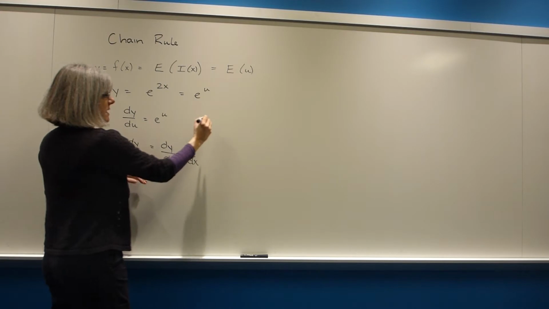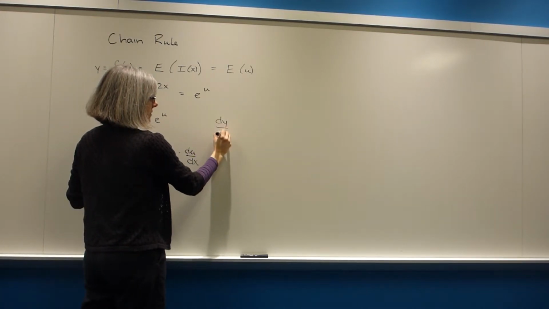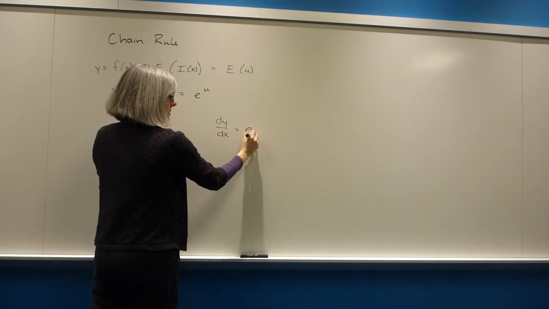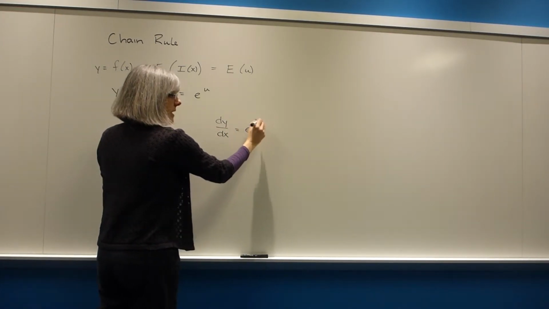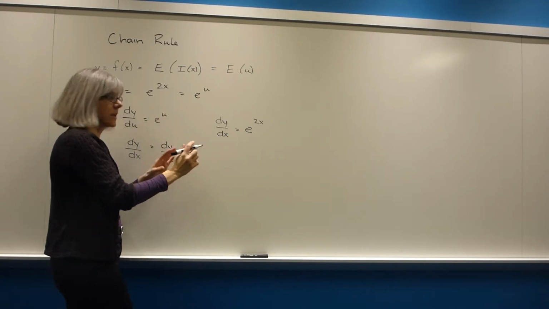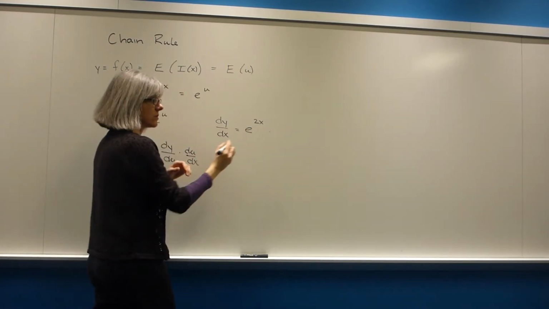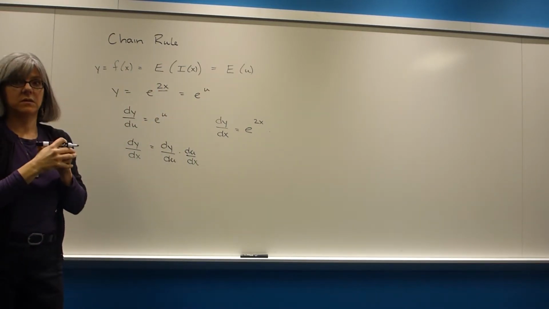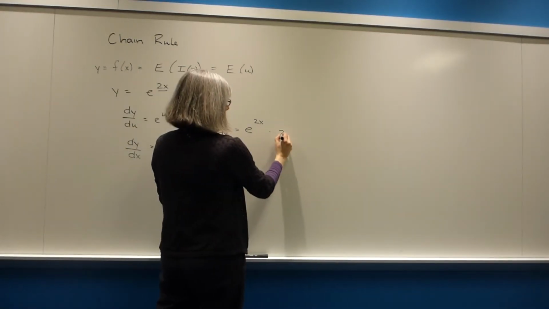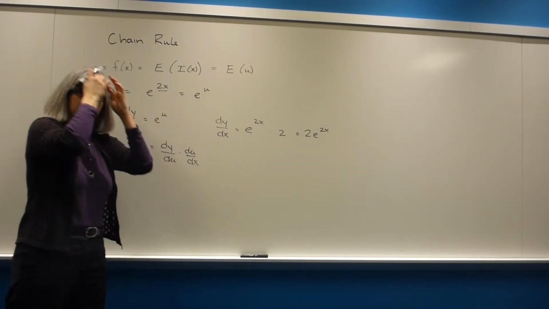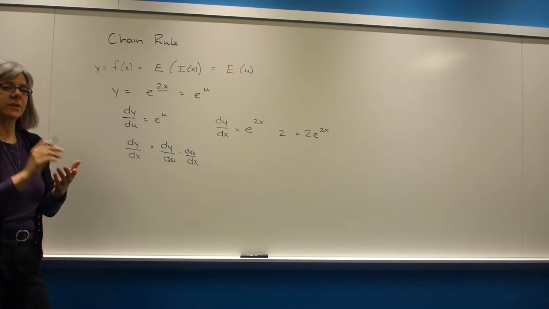So altogether, my dy dx for this example would be the derivative of the outside. Leave the inside alone. You haven't dealt with that yet. You're only taking the derivative of the outside, times, what's the derivative of the inside? 2. It's really that easy, right? So this one would just be 2e to the 2x.